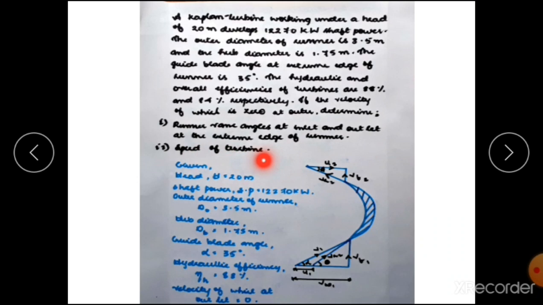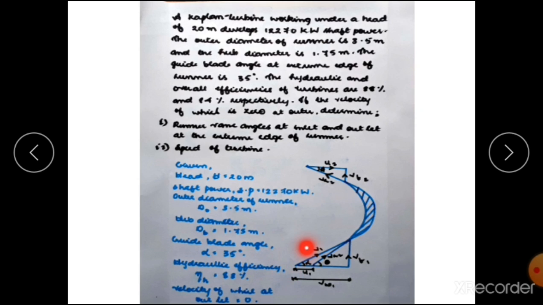Before going to solve the problem, we have to write the given terms: head H is 20 meter, shaft power SP is 12,270 kilowatt, outer diameter of runner D0 is 3.5 meter, hub diameter Db is 1.75 meter, guide blade angle alpha is 35 degree, hydraulic efficiency eta h is 88%, and the velocity of whirl at the outlet is 0.